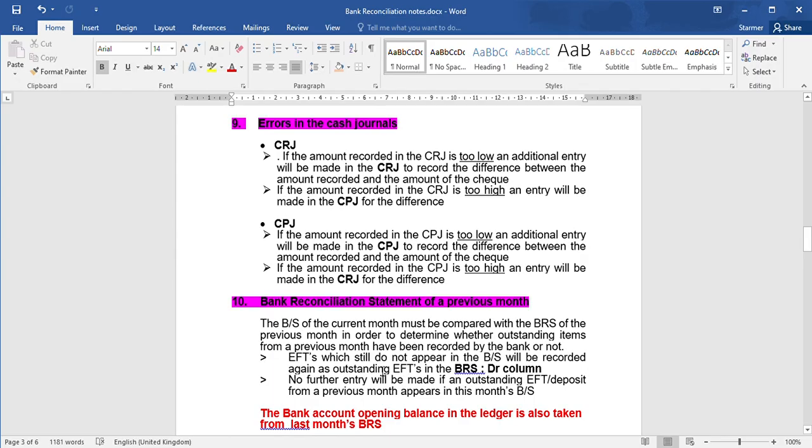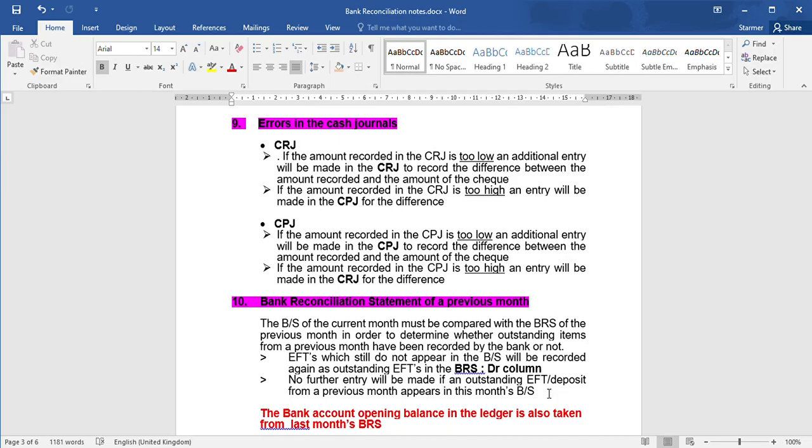So, if EFTs still do not appear in the bank statement, then they're going to need to be recorded as outstanding again under the debit column. If, however, your EFTs that were outstanding last month or deposits that were outstanding last month have been recorded, that means the bank has now updated its balance. So therefore, there's no longer a difference between our books or the bank's books, which means we don't need to record that again.